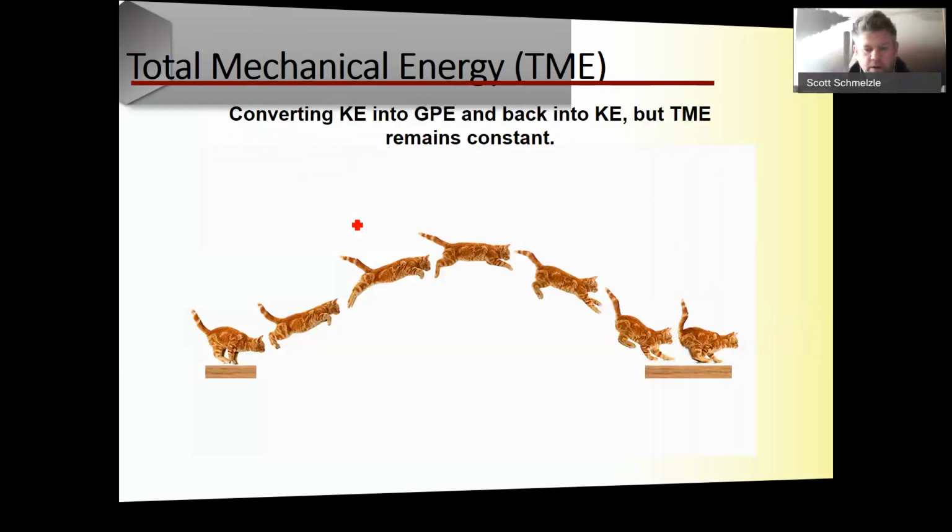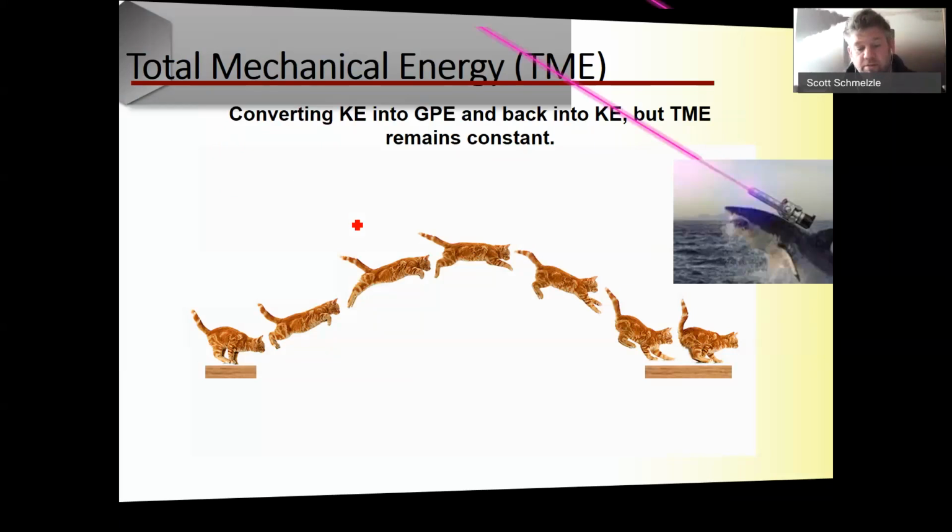All right. So we got a kitty cat who's going to jump. Now, I know it looks like they're jumping to the right. I want you to understand, I tried to get them so that they were jumping down. Okay. So converting kinetic energy into GPE and back into kinetic energy. But the total mechanical energy remains constant, right?